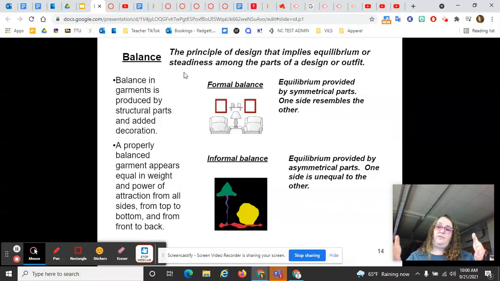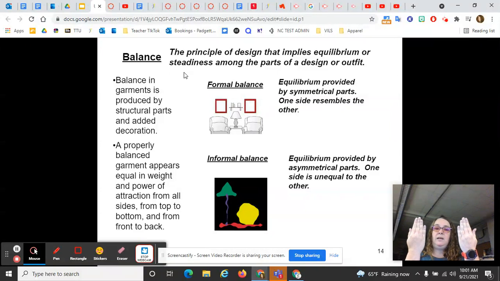Can you stand with your feet together and balance? How is your equilibrium? It's going to give a steadiness to the garment. So balance is produced by the parts of the garment working together. You have a formal balance and you have informal balance. Formal balance is both sides of the garment are identical to each other.